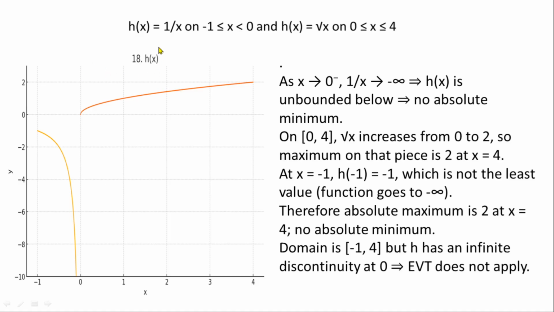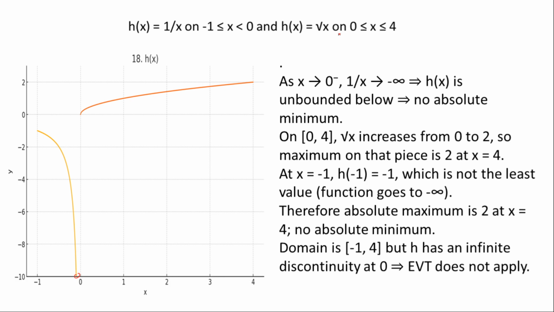Next example, h of x equals 1 by x for minus 1 less than or equal to x less than 0, and h of x equals root x for 0 less than or equal to x less than or equal to 4. Here at x equal to minus 1, h of x equals minus 1, so y is also minus 1, and from minus 1 approaching 0 it is 1 by x. This is the graph for h of x equals 1 by x, and this end is not included.